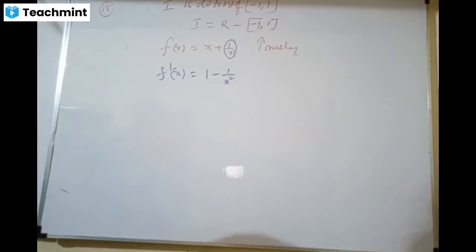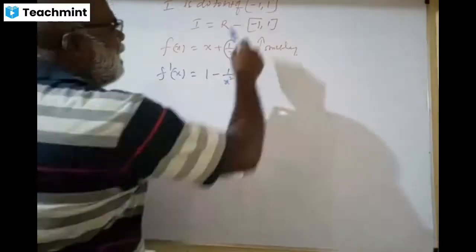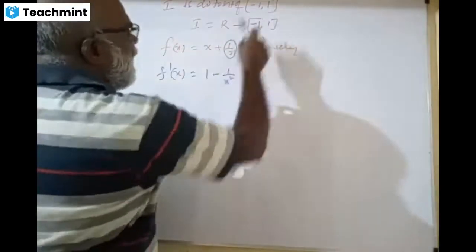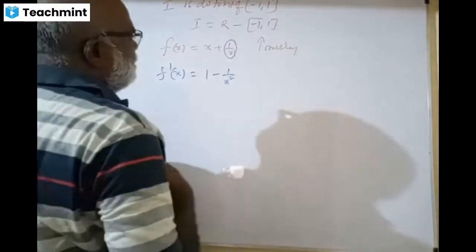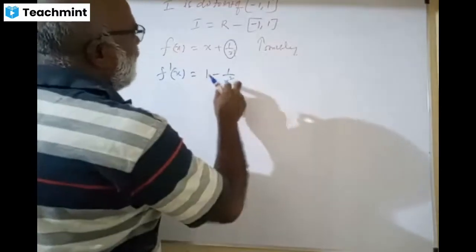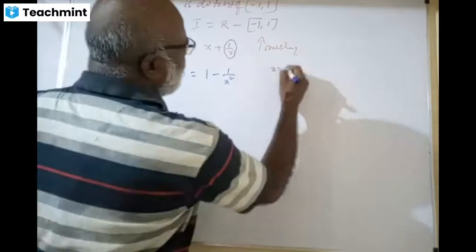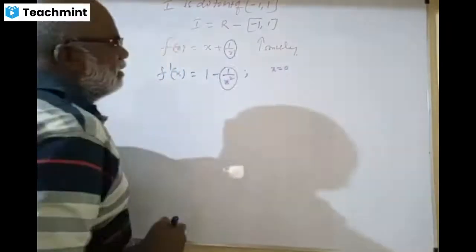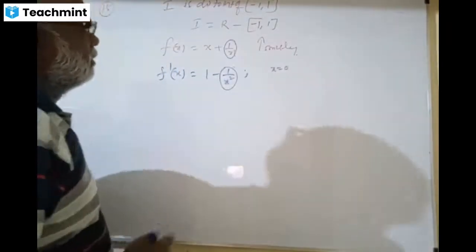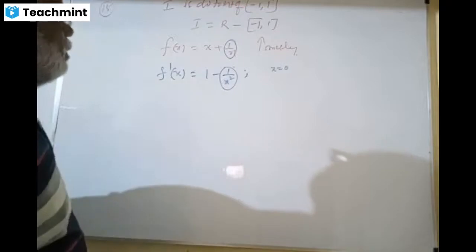Yes or no, please? Yes, sir. Between -1 and 1, for any value you put, at x equal to 0, it is not defined. Why? At x equal to 0, what will happen to this function? It would become not defined, sir.